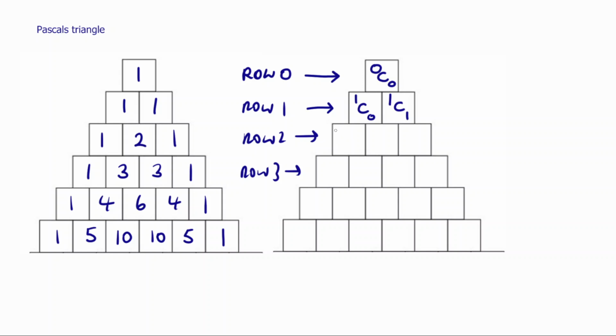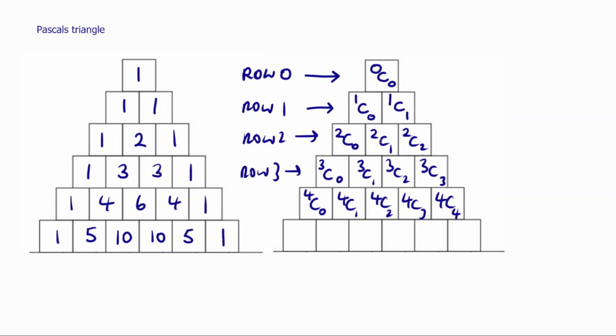Just concentrate on how I'm making the letters here first of all, and then we'll explain afterwards. Second row, it's 2 choose 0, 2 choose 1, and 2 choose 2. Third row, 3 choose 0, 3 choose 1, 3 choose 2, 3 choose 3. We'll just do one more. 4 choose 0, 4 choose 1, 4 choose 2, 4 choose 3, and 4 choose 4.